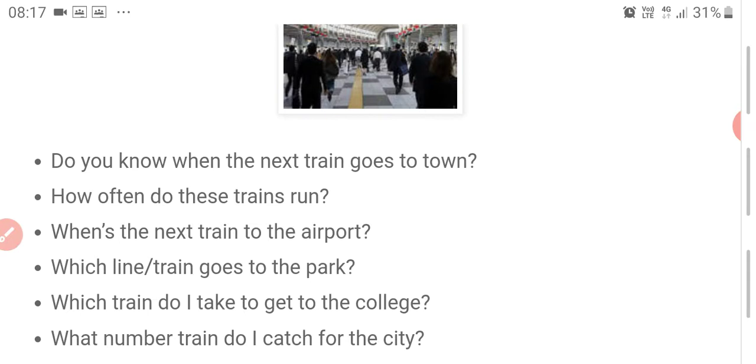Okay. How often do these trains run? This is something you could ask at the railway inquiry counter, or probably someone who is traveling quite often. And there are people who travel every day, right? So you could ask them, how often do these trains run?